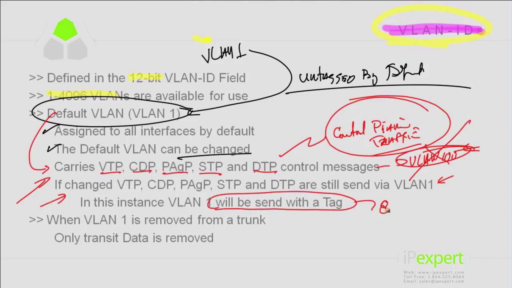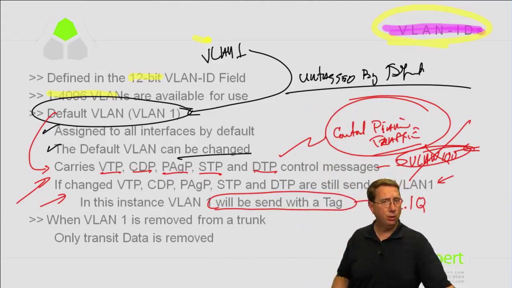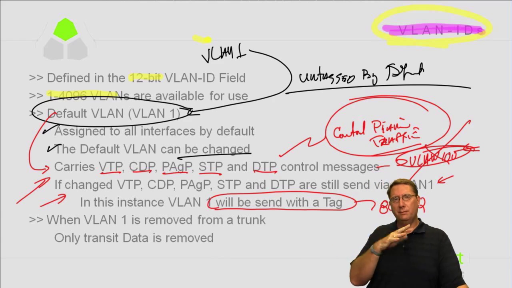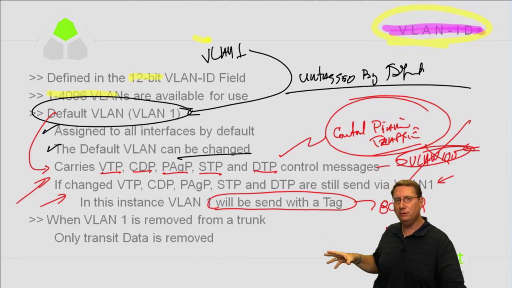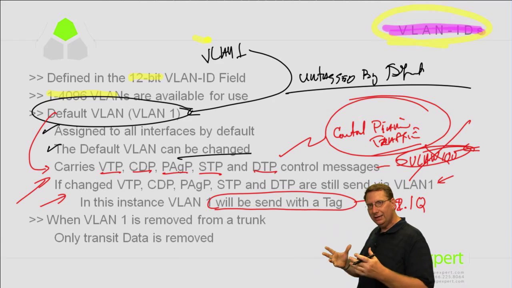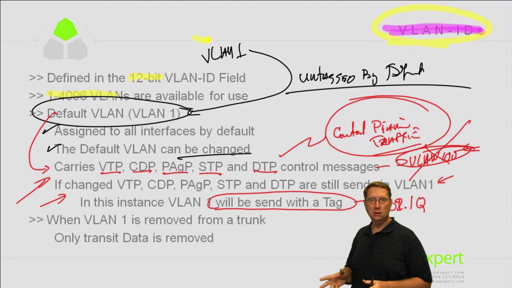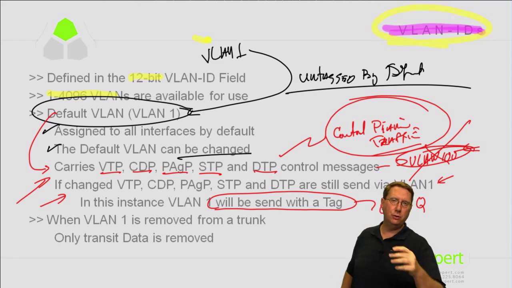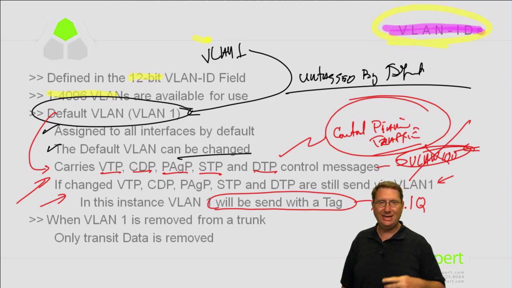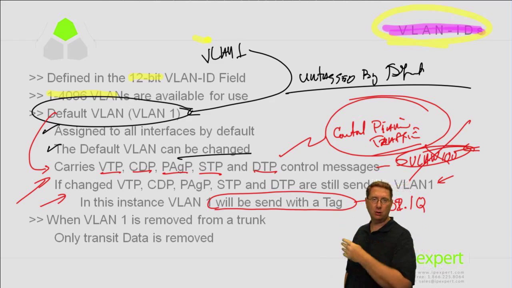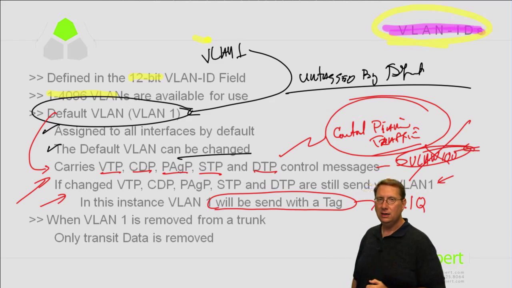So it's going to have an 802.1Q tag. Now, this is exceedingly important, because what we're going to find out is I have the capability of creating a list that's going to say which VLANs can and cannot be communicated across a trunk. Now, what happens if I go in and say I want to remove VLAN 1? Does that put an end to this control plane traffic that's so important for me with regard to these other protocols that we have yet to discuss?